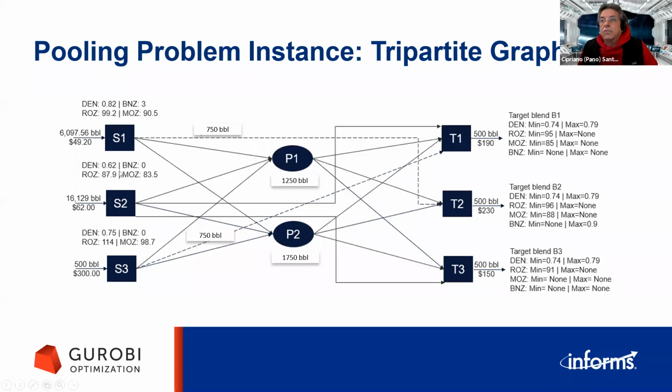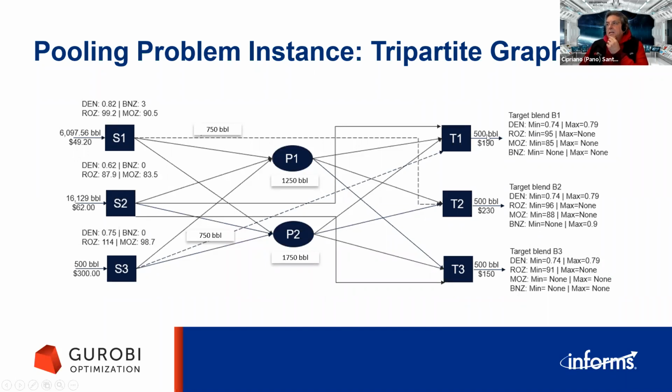per barrel of oil. And then what we need to ensure at the end is, when we start mixing this oil at the pool nodes and then at the target nodes, that the quality of the blended oil satisfies minimum and maximum tolerance levels for each of these attributes that define the quality of the oil. So for example, for DEN, the minimum is 0.74 and the maximum is 0.79. So that blended oil needs to be within these ranges, and similarly for other components.